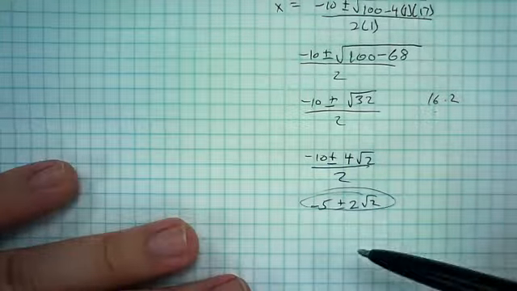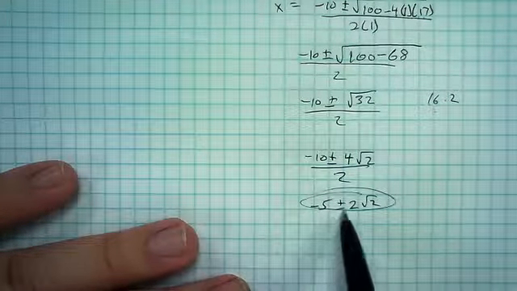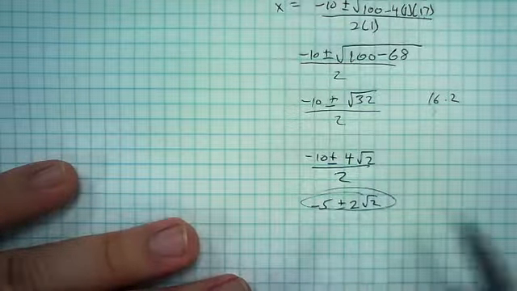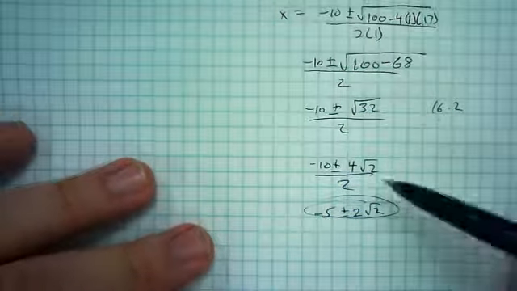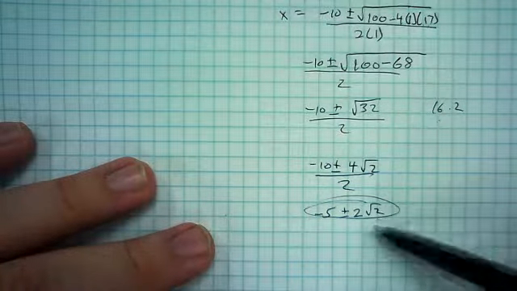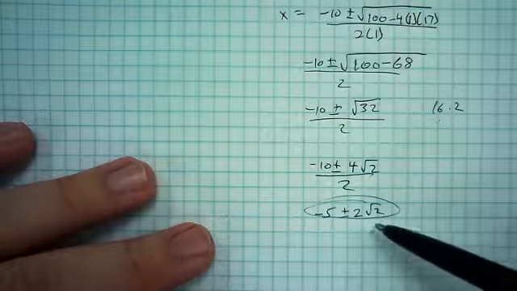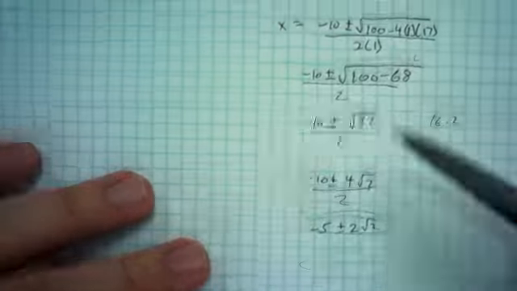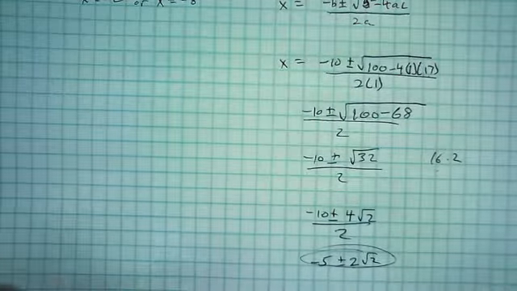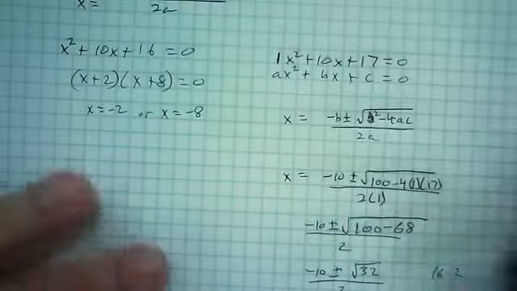And this is my solution, -5 plus or minus 2 square roots of 2. I should say my solutions, that's 2 solutions: -5 plus 2 square roots of 2, and -5 minus 2 square roots of 2. Since this is a radical, it's irrational. I would never have been able to factor it, because the factors are not rational numbers. There's no way that would have occurred to me as a factor.